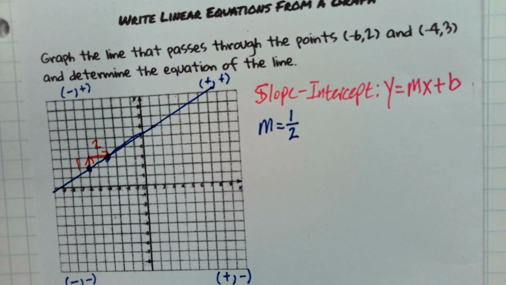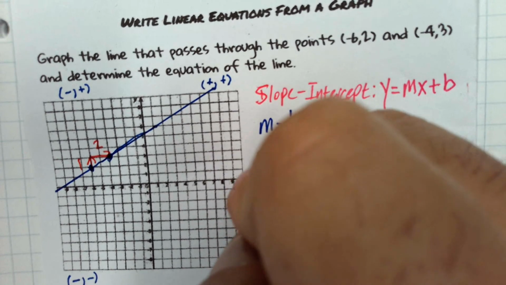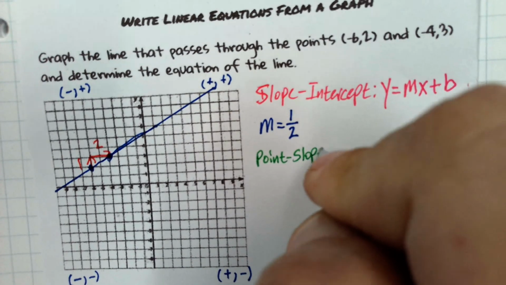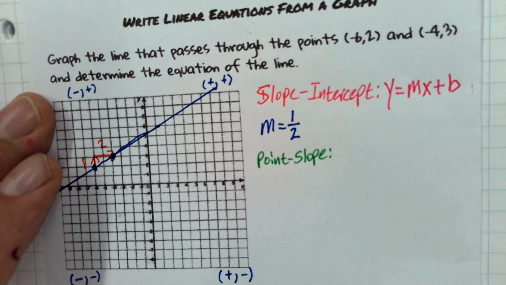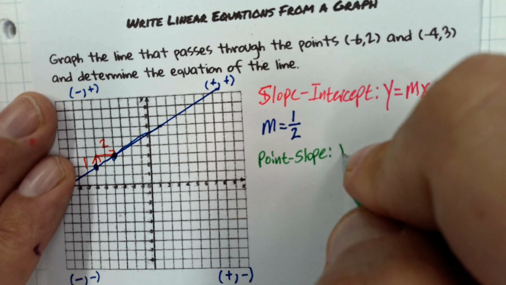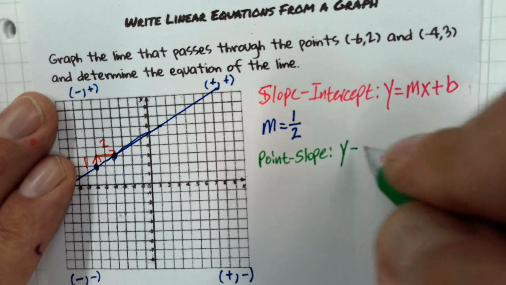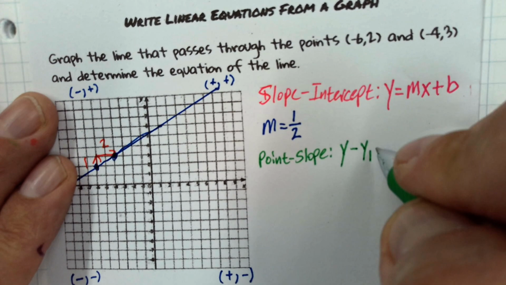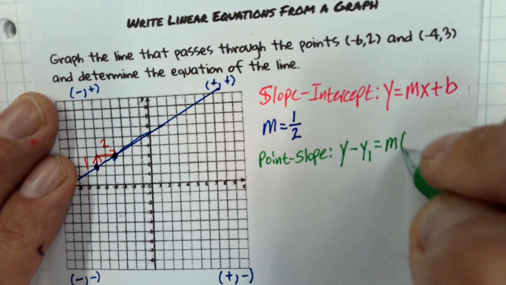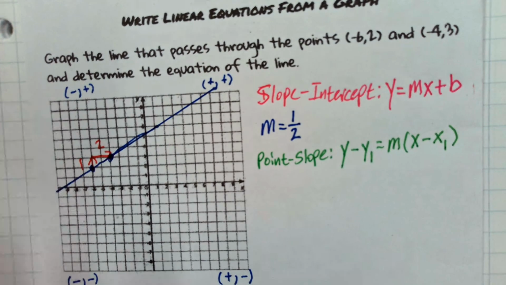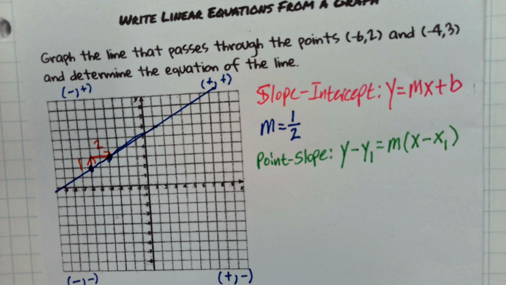And to help me out, I'm going to use point-slope form. So let's review point-slope form. Point-slope. This is that other form that's a little more complex to write the equation, but it helps. It's useful when you know one of the points on the line, and we actually know two. So this one's y minus y1 equals m parentheses x minus x1. It's this one. Okay?